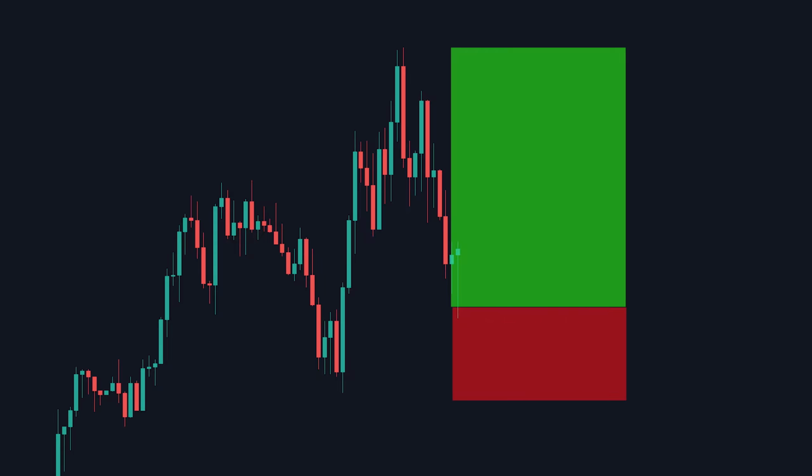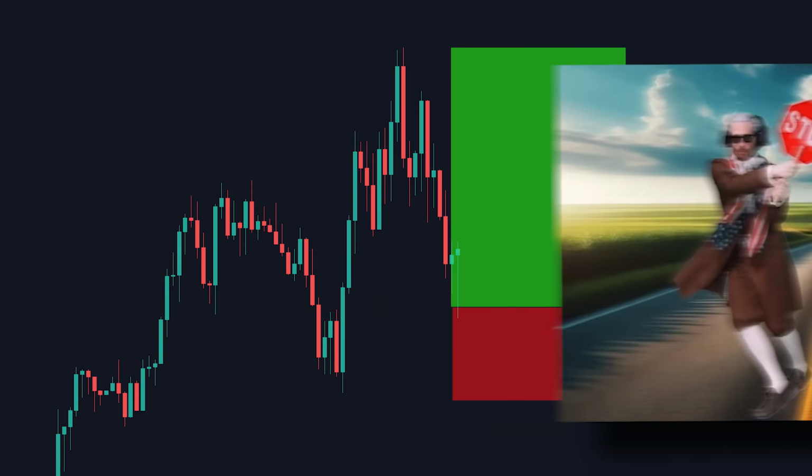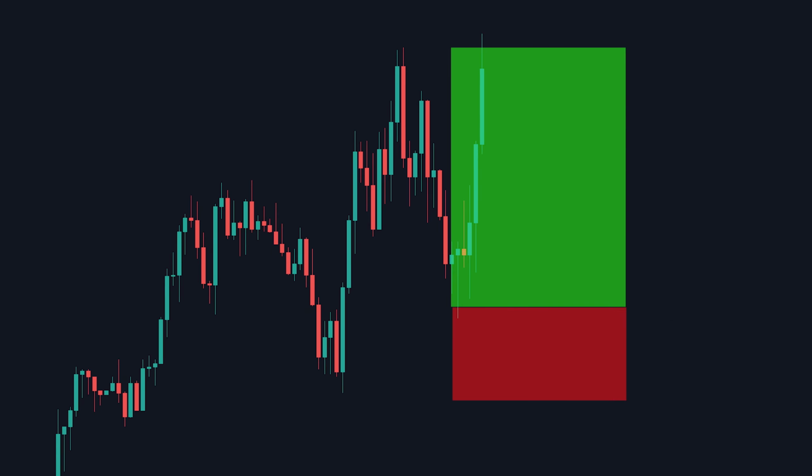If it's anything under 2.5, we do not take the trade. Wait for price to play out and we get a beautiful winning trade. Then we just repeat the process forever.